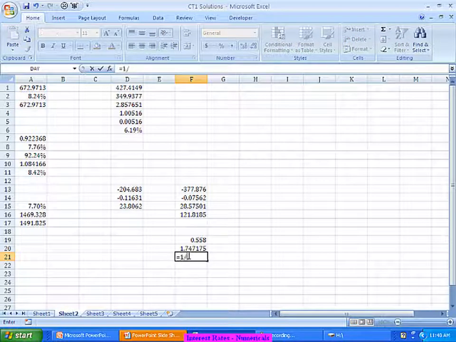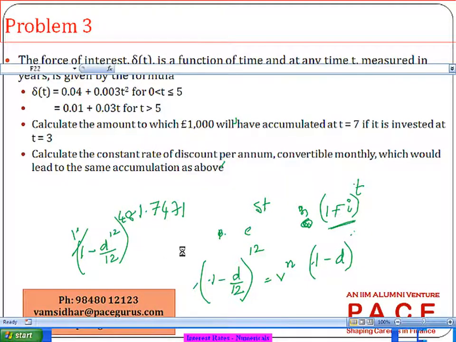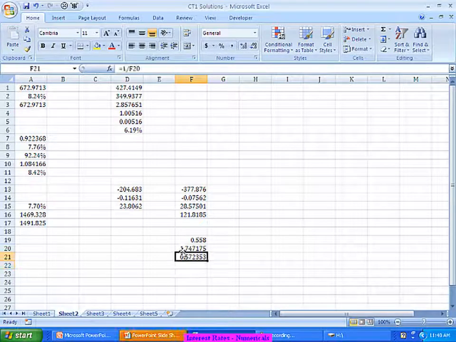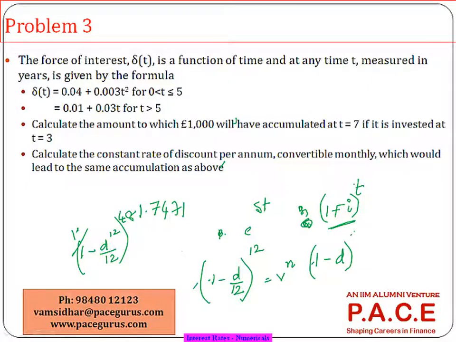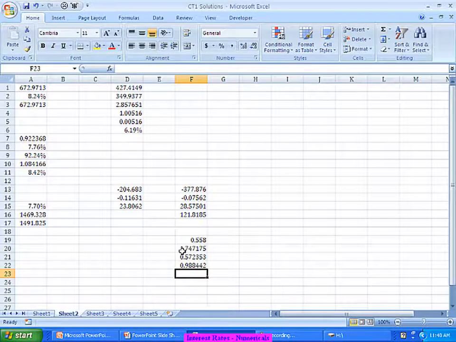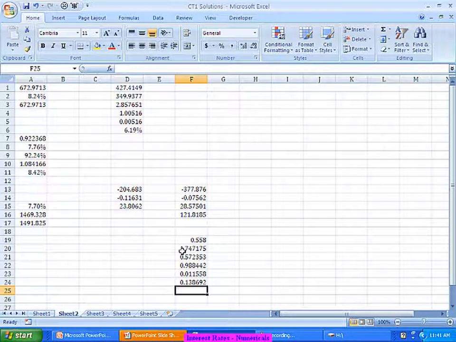So I'll do 1 by of this, which is 0.57. Then this becomes, if I do 1 minus d12 by 12 to the power 1 by 48, this part comes out to 0.98. This is 1 minus d12 by 12. So if I do 1 minus of this, this becomes d12 by 12. And if I multiply this by 12, this becomes 13.86%.